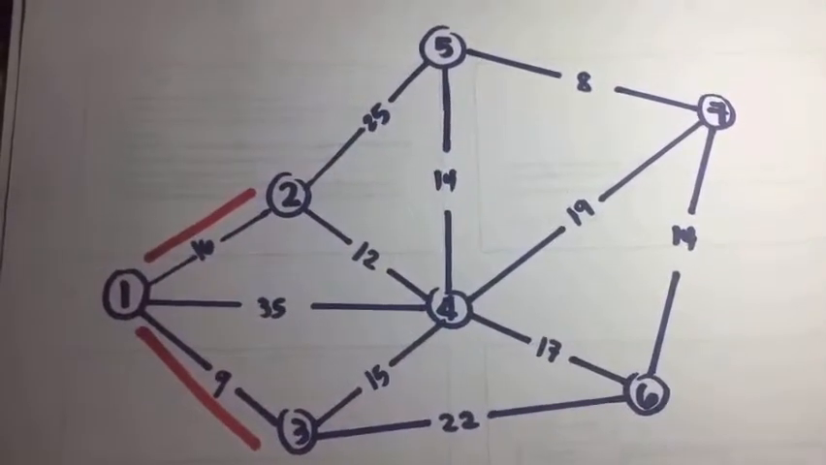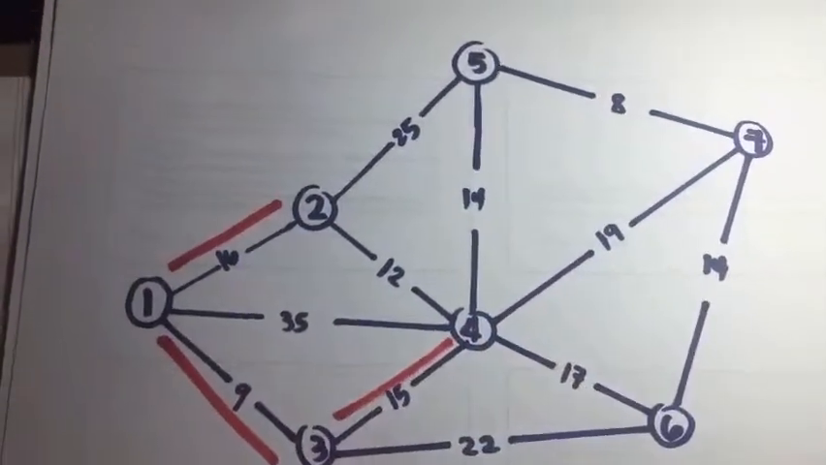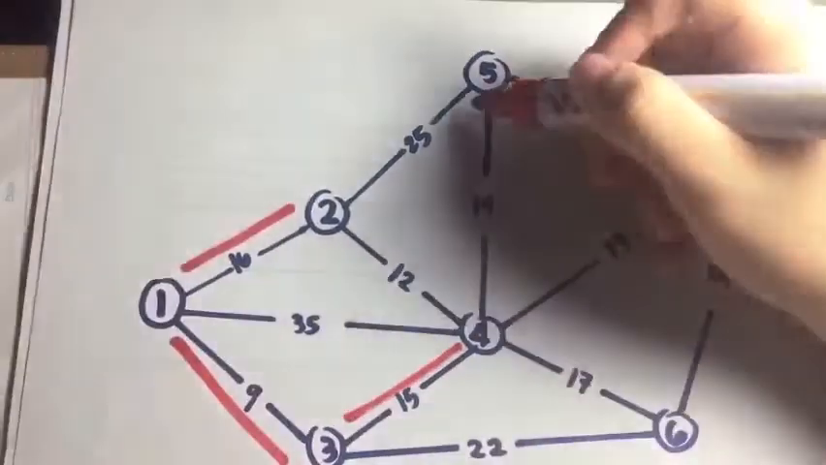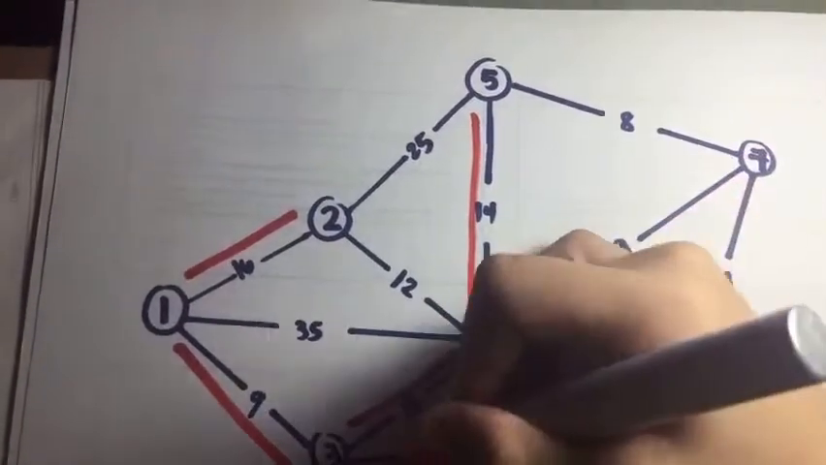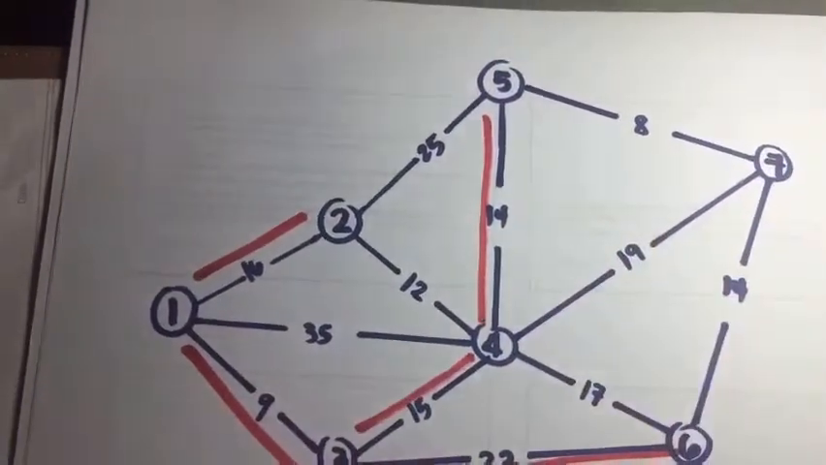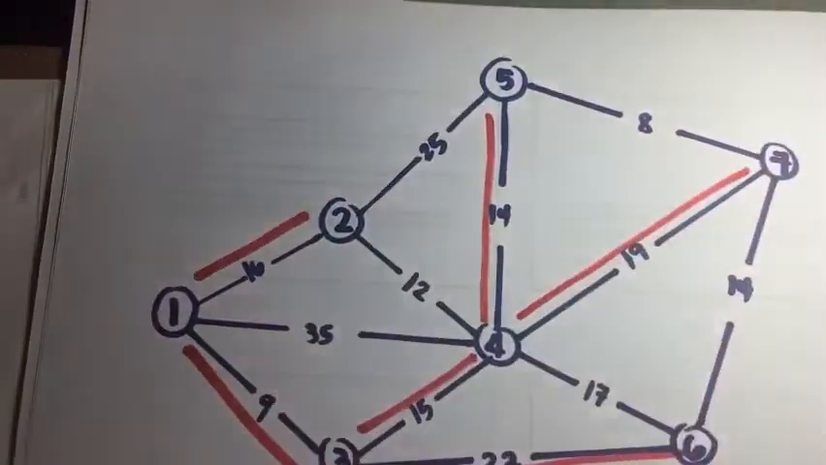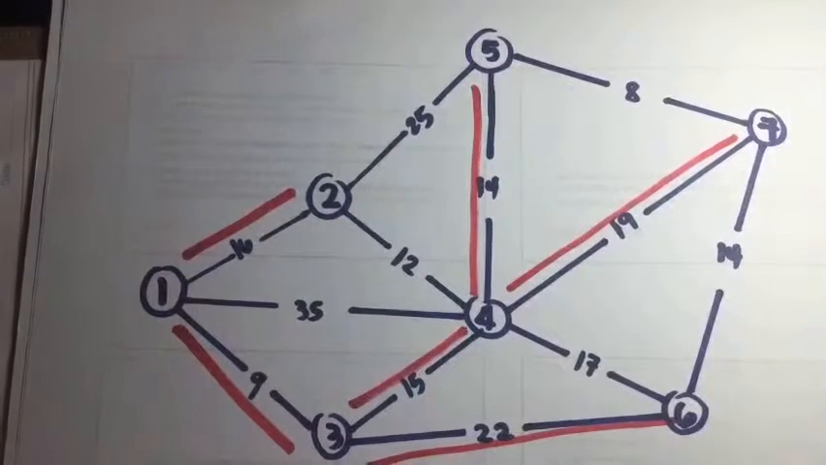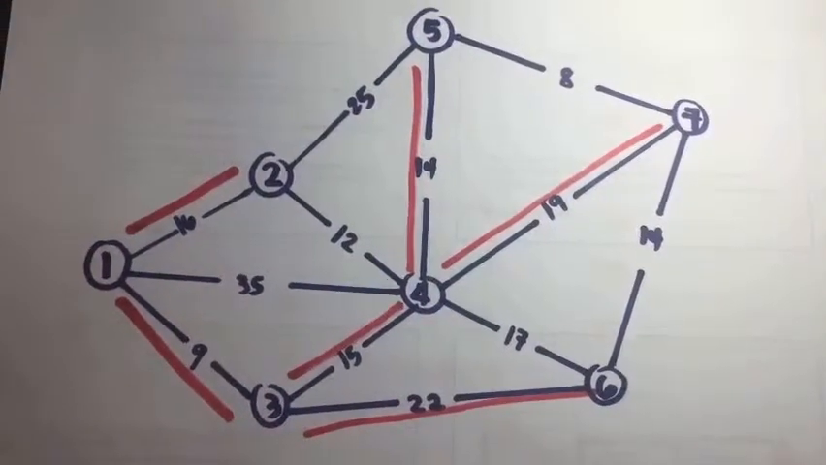So next, we connect 3 to 4. Then connect 4 to 5. Connect 3 to 6. And finally, connect 4 to 7. The last distance at the ending node will be the distance of the shortest route.